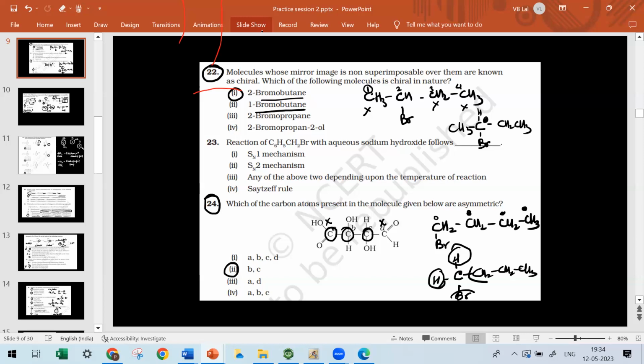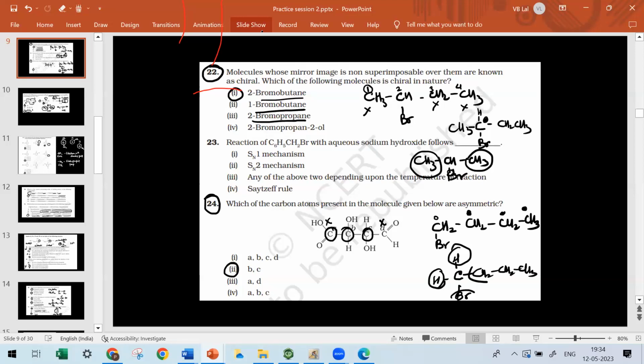So the first one only has it. What is 2-bromopropane? This is 2-bromopropane, right? So on the first carbon atom, what do you have? 3 hydrogens, so it cannot be. Second carbon, there are 2 methyl groups on it, so it cannot be. Like that, one by one, you have to rule out. So here, luckily, you found the first one itself had an asymmetric carbon.